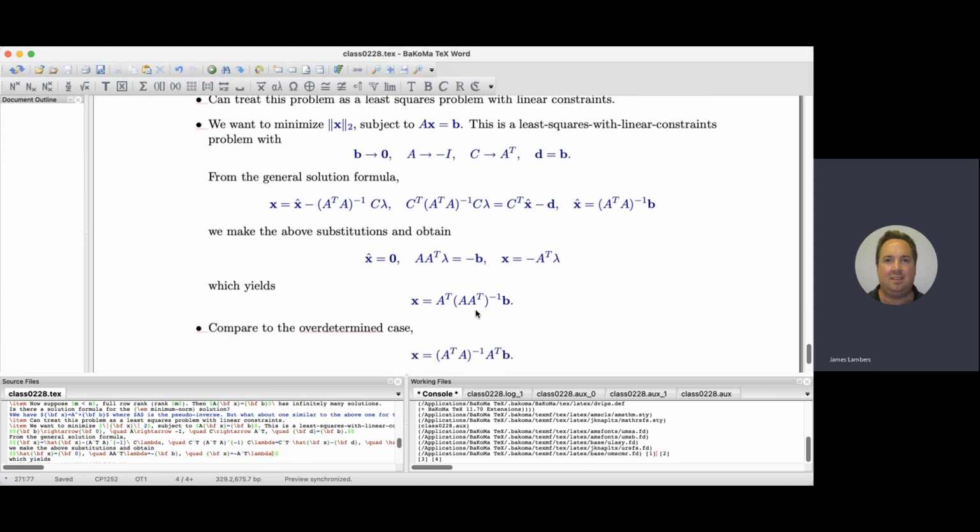So notice it's quite similar in appearance to the formula for the least squares solution in the overdetermined case, which is unique if A has full column rank. So there's a certain symmetry to it. But here we have A transpose instead of A transpose A. Also, here the inverse is a second matrix in the formula, whereas here it's a first matrix.